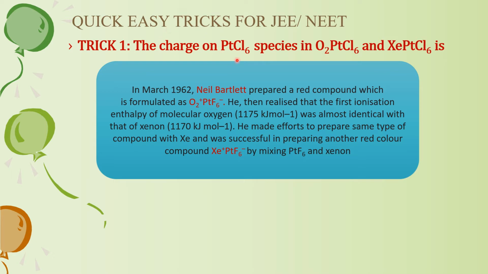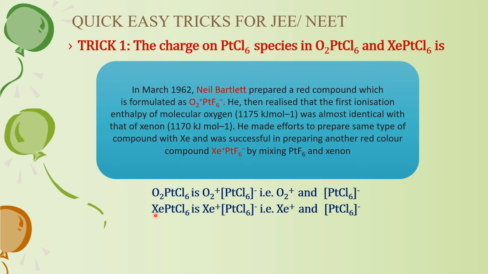Now you have to tell the charge on PtCl6 in O2PtCl6 and XePtCl6. It is going to be essentially just like PtF6. So O2PtCl6 is O2+ PtCl6-, that is a plus 1 charge on the oxygen molecule and minus 1 on PtCl6. Similarly, in XePtCl6 we have Xe+ PtCl6-, therefore plus 1 charge on xenon and minus 1 charge on PtCl6. This is how you are going to remember the relationship between xenon and the oxygen molecule.